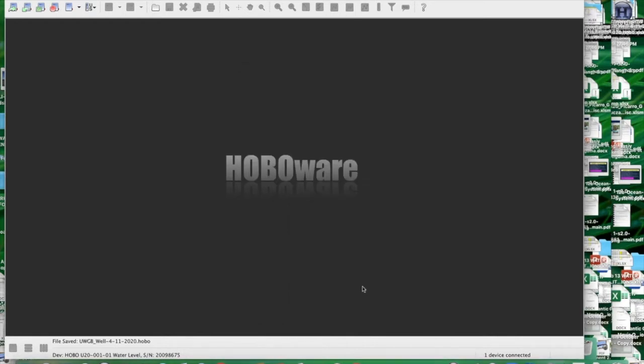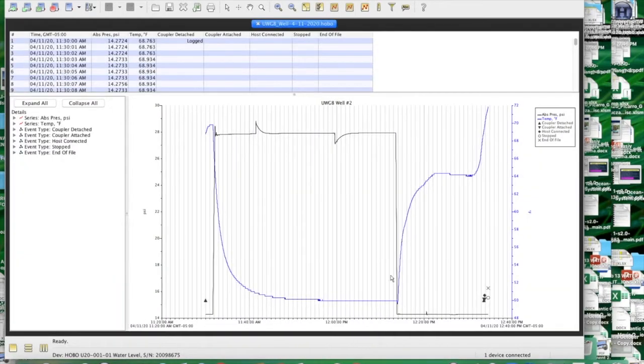So if I press plot, what this will do is it'll show me the results. So here what we have is a couple of things. The blue line shows the temperature, I believe. So here's the temperature up at the surface. That's in degrees Fahrenheit, so it showed that it was about 68 to 70 degrees Fahrenheit. Some of that could have been because I was holding the device in my hand and it was a little bit warm. And then as soon as we put it in the water, it got cold.